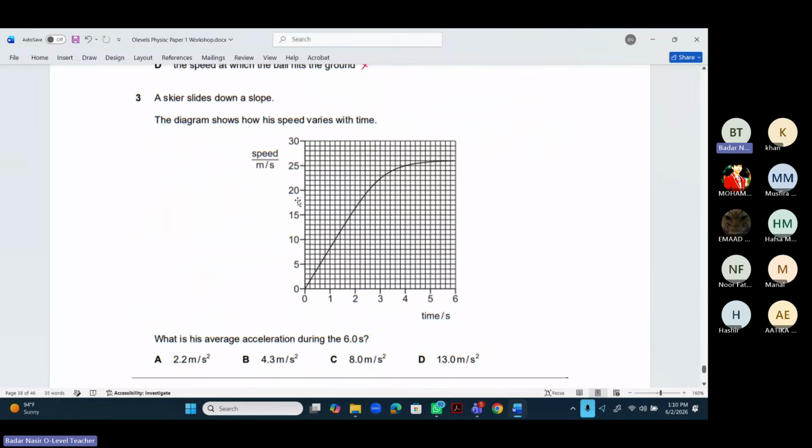A skier slides down a slope. The diagram shows how speed varies with time. What is the average acceleration during 6 seconds?